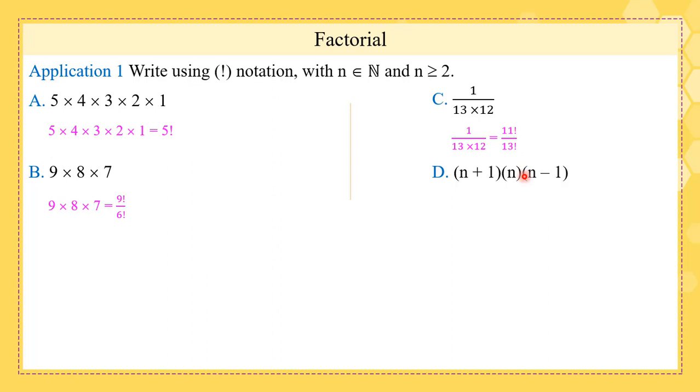And finally, this quantity would be n plus 1 factorial, which is the biggest number, over n minus 2 factorial, the number which is smaller than that one by 1.